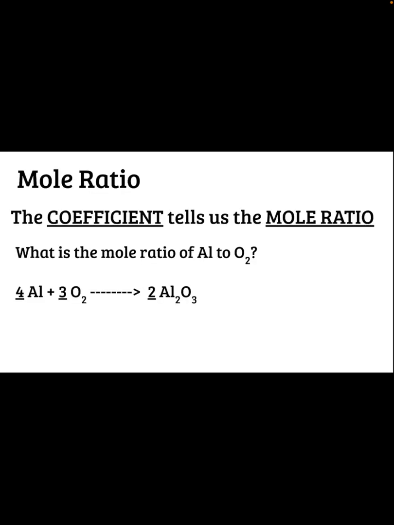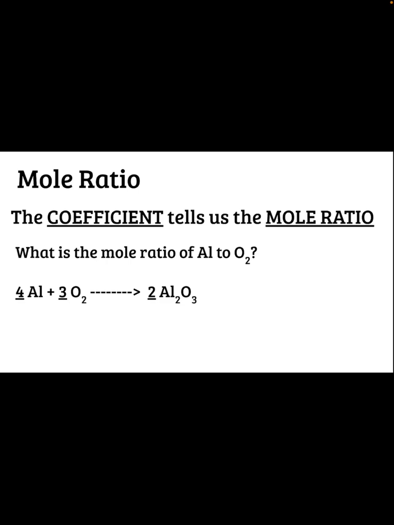Okay, last thing that you will be asked about on the test is something called mole ratio. This is super simple. It's basically just looking at the coefficients. The coefficient will tell us the mole ratio. Remember that the coefficient is the large number that's in front of your element. So on this slide, it's underlined for you, that 4 and the 3 and the 2. And it's asking for the mole ratio of aluminum to oxygen gas. So Al to O2. Those are the only 2 compounds that I have to look at in this formula.